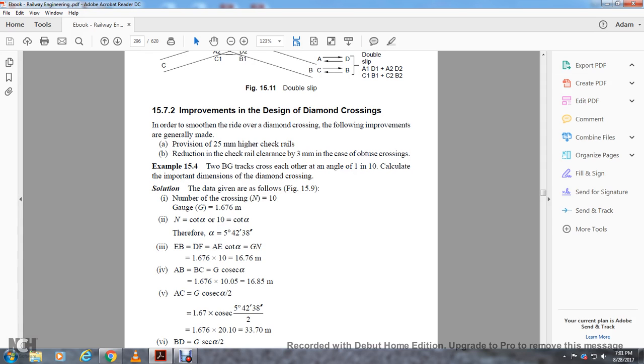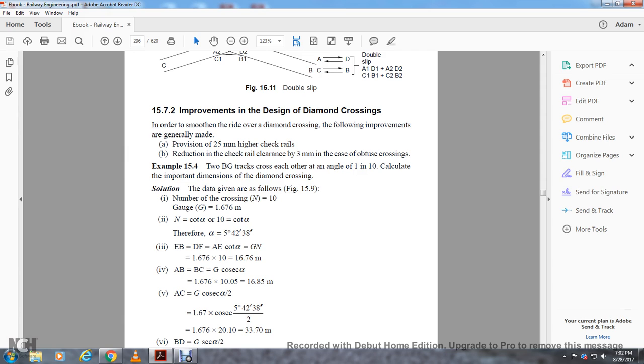Two broad gauge tracks cross each other with the angle of 1 in 10. Calculate the important dimensions of the diamond crossing. The data given is: the number of the crossing is 10, and the gauge is 1.676 meters. The number of the crossing equals cotangent A, or 10 equals cotangent A. Therefore, A is equal to 5 degrees 42 minutes 38 seconds.